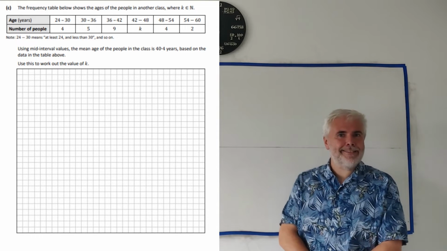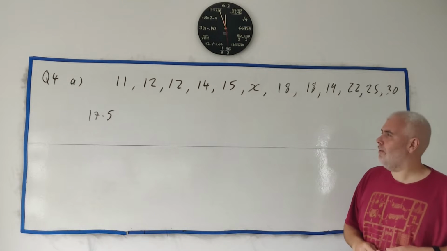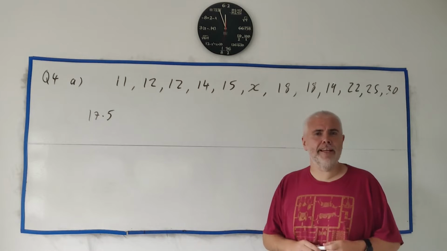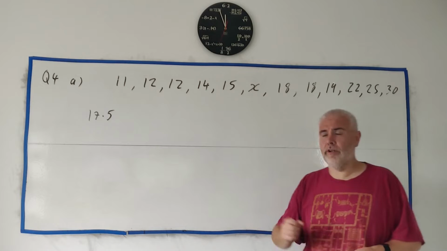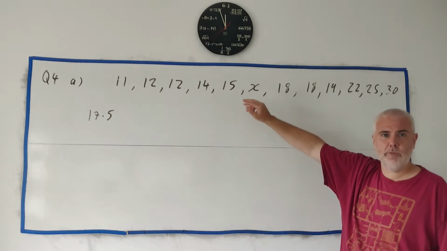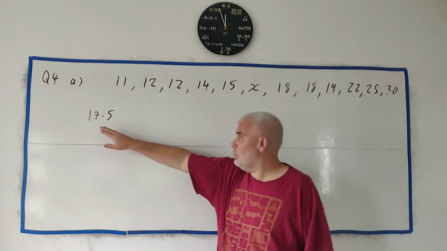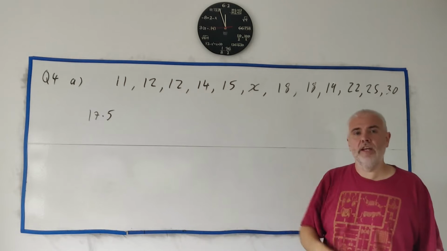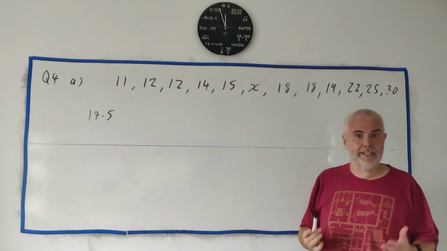Okay, let's get into the maths. In question 4, they give us this list of 12 people's ages and they tell us it's in order. That's important, it's in ascending order because one of them is missing. X here is missing, we don't know this number, but we do know the median of this whole list is 17.5.